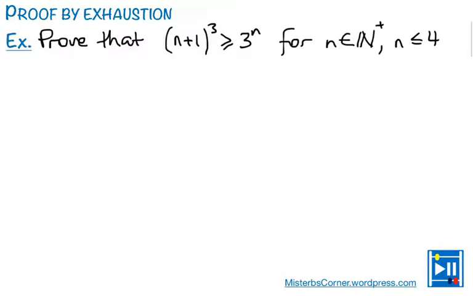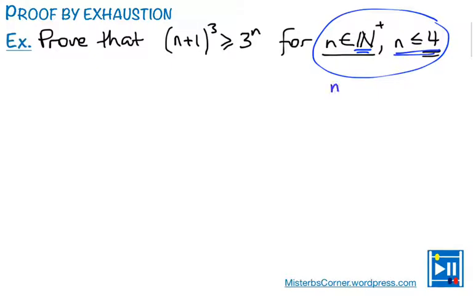Another example, prove that (n plus 1) cubed is greater than or equal to 3 to the power of n for positive natural numbers which are less than or equal to 4. Well, first of all, let's find out what this means. Obviously, we are talking about positive natural numbers, so 0 is not included. And we can go up to 4 only. So basically, n could be 1, 2, 3, and 4. So instead of thinking of other ways like deduction, just because there are 4 possible values, we can consider substitution.